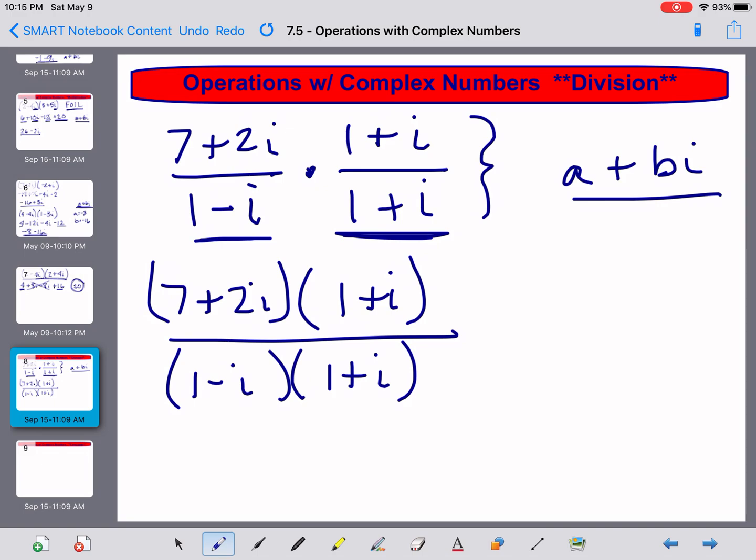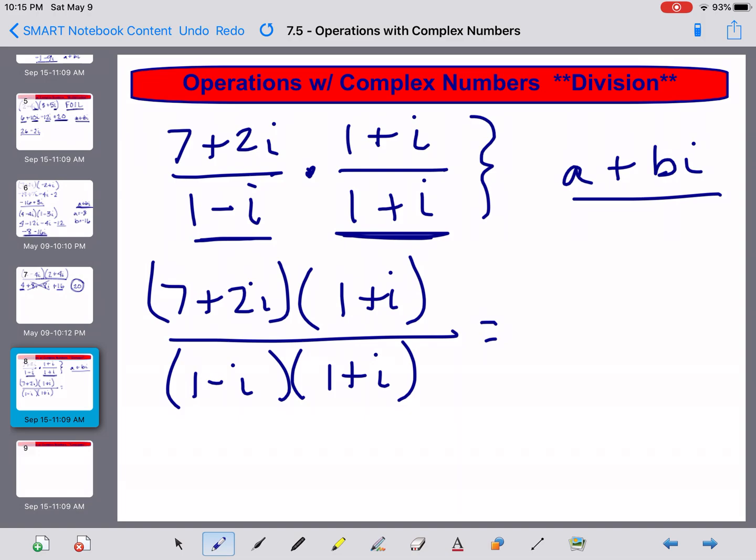Why don't you pause the video, let's see if you can give me what that end result is going to look like, at least after I FOIL out the numerator and the denominator. See if you can do that. Pause the video, and then we'll come back.